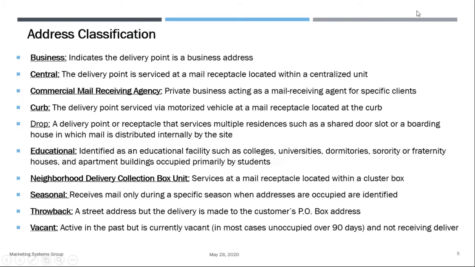Seasonals are vacation homes or second homes that receive mail only during a specific time of the season. Throwbacks are city-style addresses, but they prefer to get their mail forwarded to a PO box. So they're technically in the frame twice because there's really no way of connecting the city-style address to the PO box. And lastly are vacant. So these are homes that have been vacant for 90 days or longer. So these can be flagged as well.